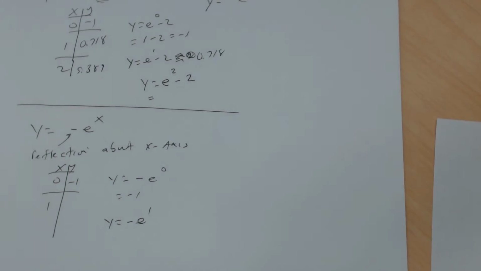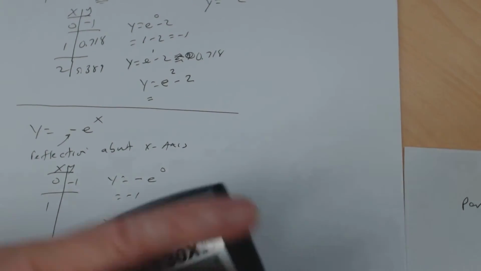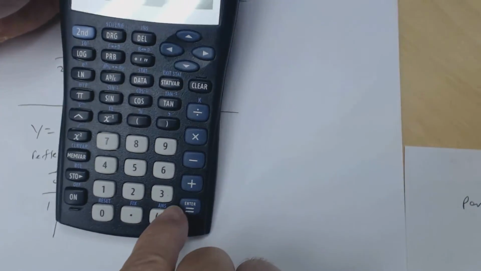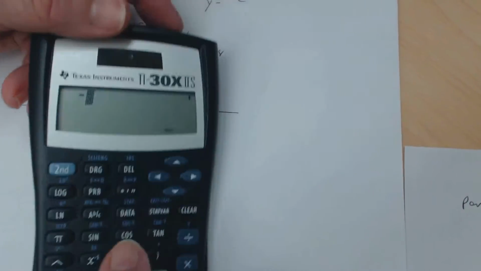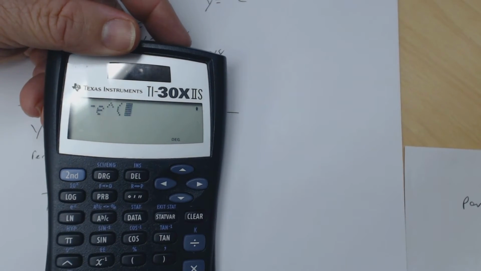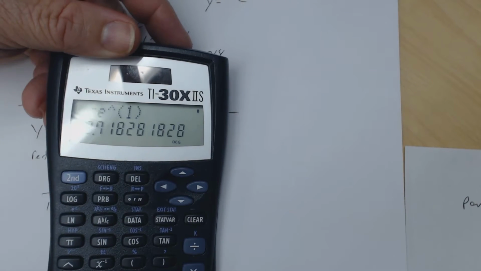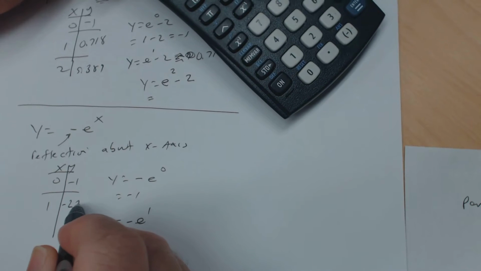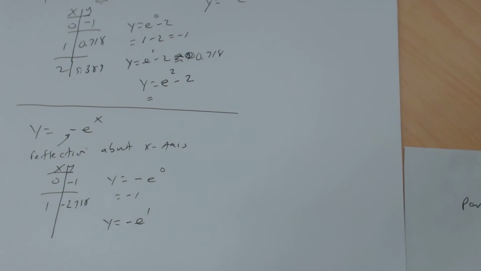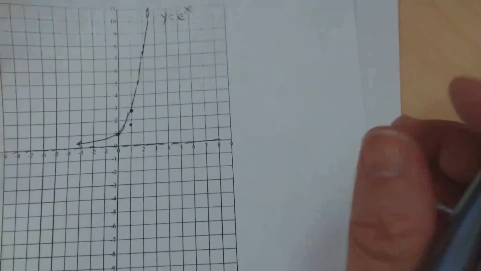If x is 1, I get y equals negative e to the first. So remember, if you don't know what that is, just use your calculator. Click negative, then second e to the first, close, press equal, and you get negative 2.718. So negative 2.718. Okay? And when you start graphing that, I'm going to go ahead and graph it on this, just to show you.